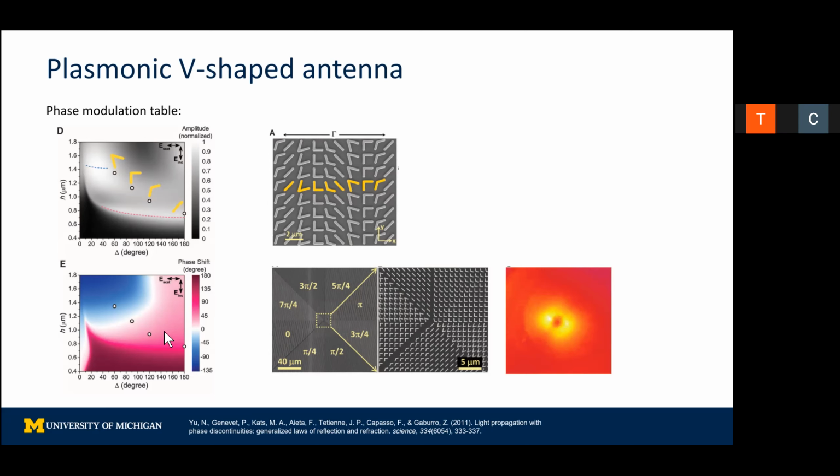For example, in this picture, they pick those four different structures, and they can either form this type of gradient phase, or they can form this type of phase distribution, and this is used to generate the vortex beam.